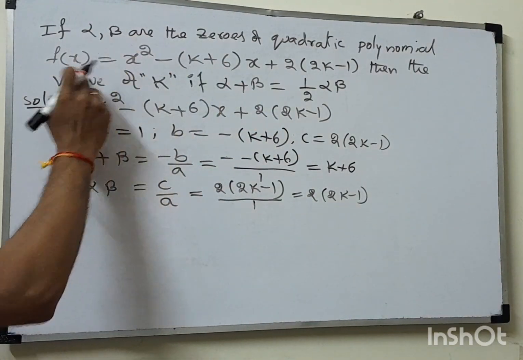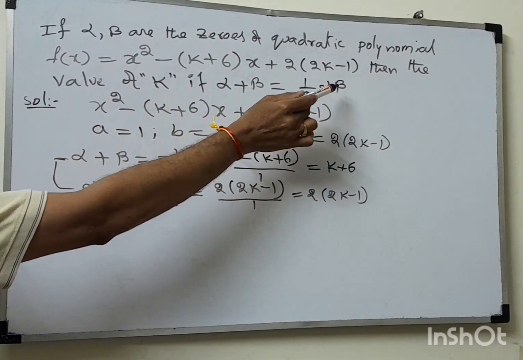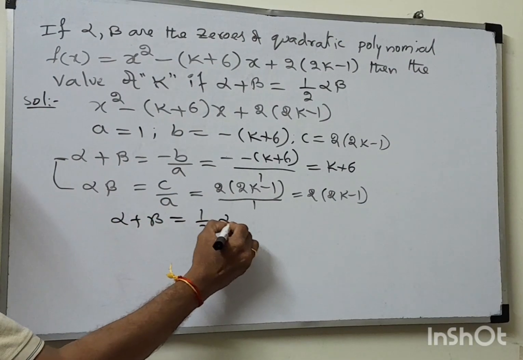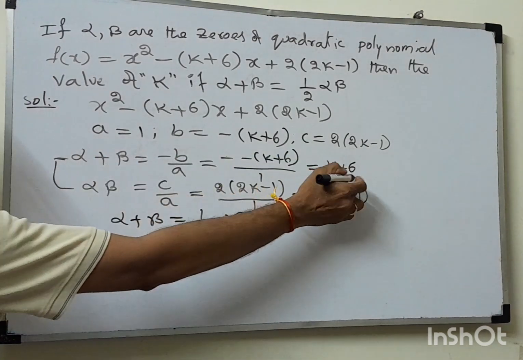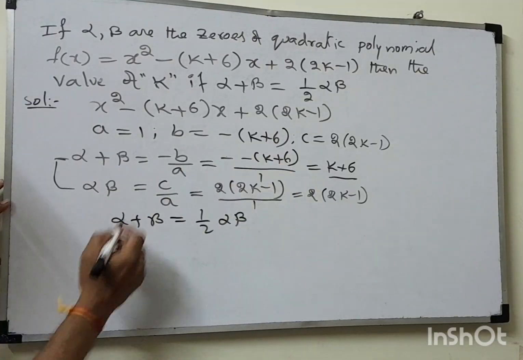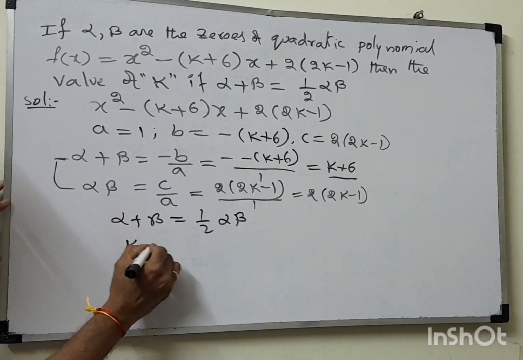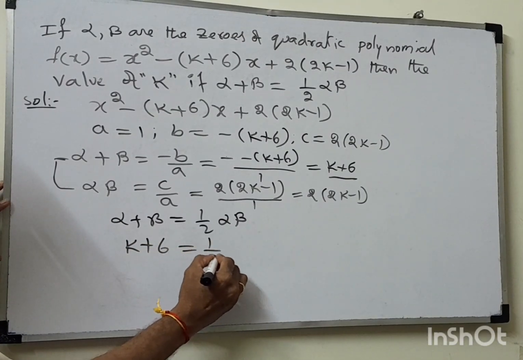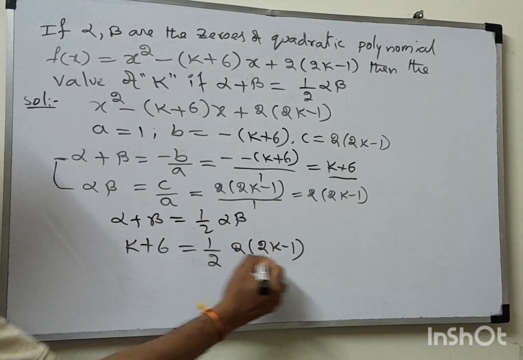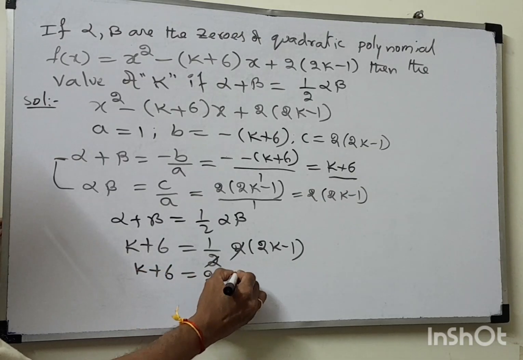Now you see what the question is. They ask you to find the value of k, if alpha plus beta equals 1 by 2 alpha beta. You take that same one, alpha plus beta equals 1 over 2 alpha beta, and substitute the value of alpha plus beta and the value of alpha beta. Then k plus 6 equals 1 by 2 times alpha beta, which is 2 into 2k minus 1. So 2 can be cancelled out. So k plus 6 equals 2k minus 1.